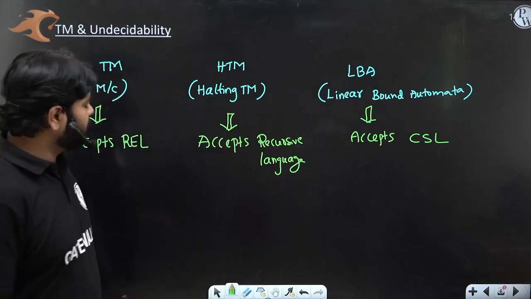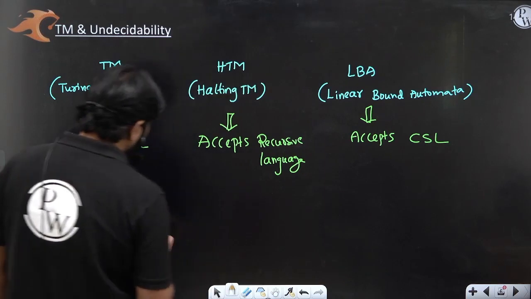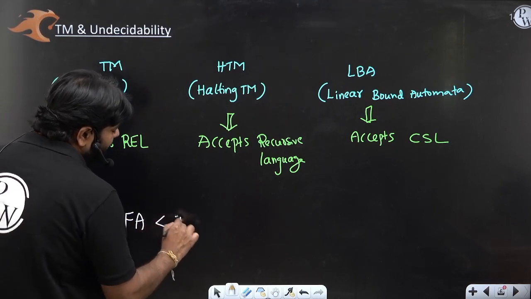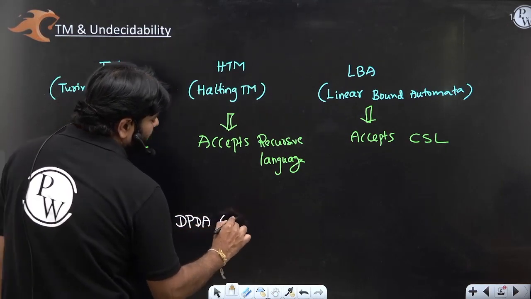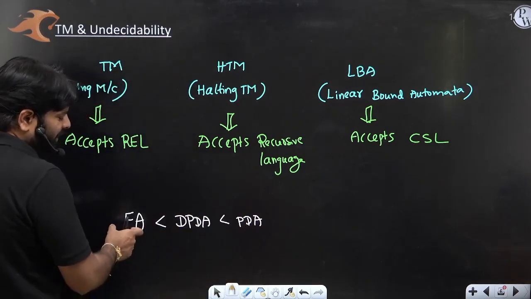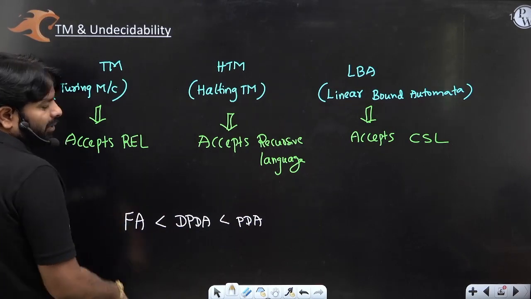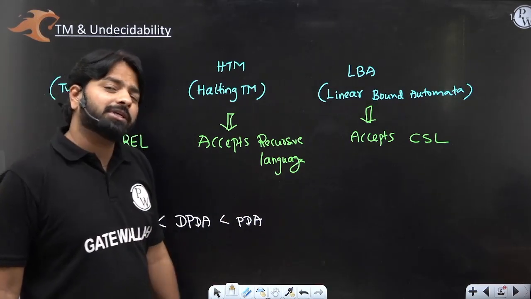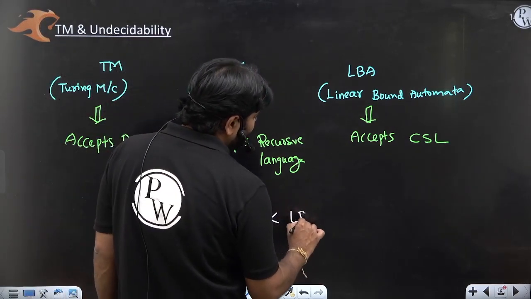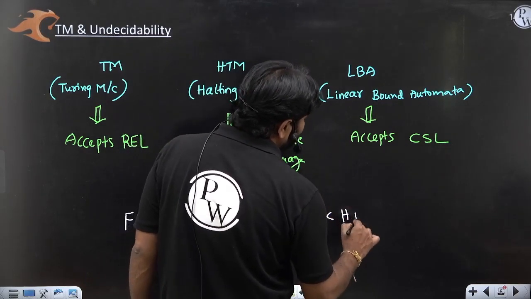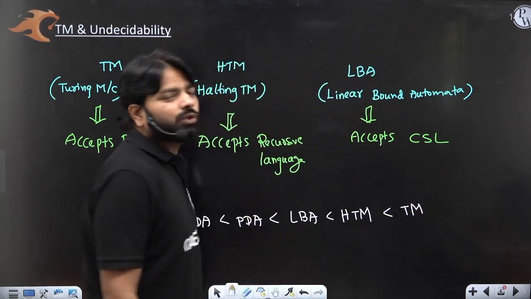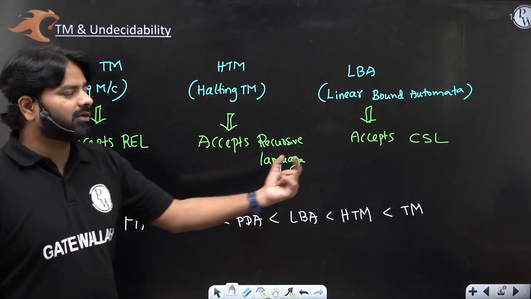So if you look at the powers, first, finite automata has less expressive power than deterministic pushdown automata. Then if you compare these three, PDA will have more power and FA has less power. The reason is FA can only represent regular languages, but PDA can represent regular as well as some of the non-regulars. After PDA, a more powerful one is linear bound automata, then HTM, then the very important one that is more powerful than anybody here is a Turing machine. So this is less powerful and Turing machine is more powerful.